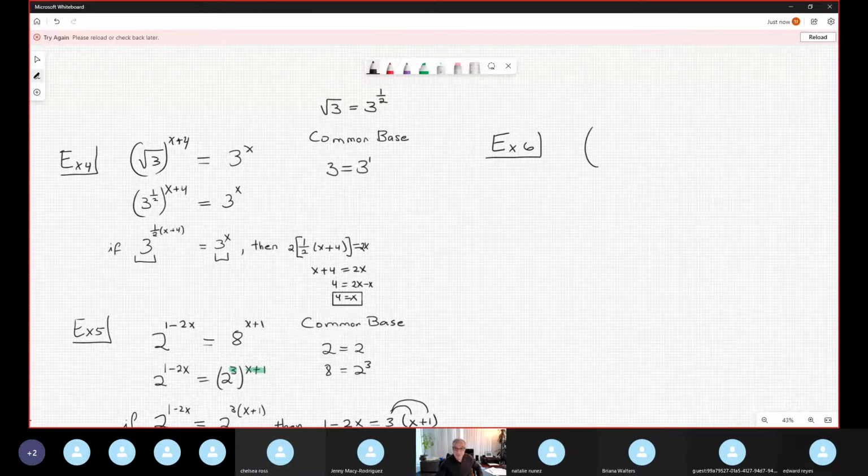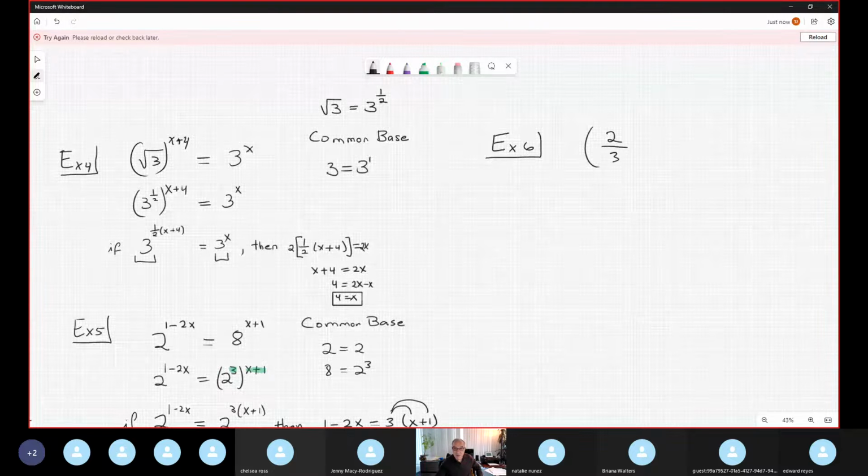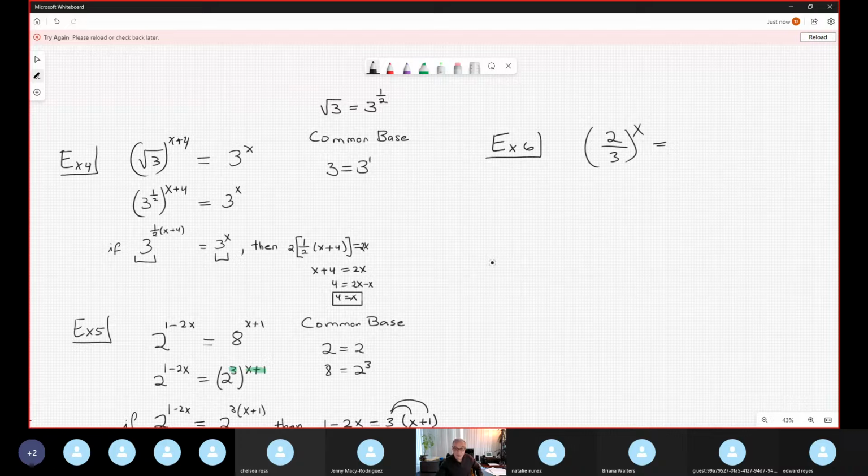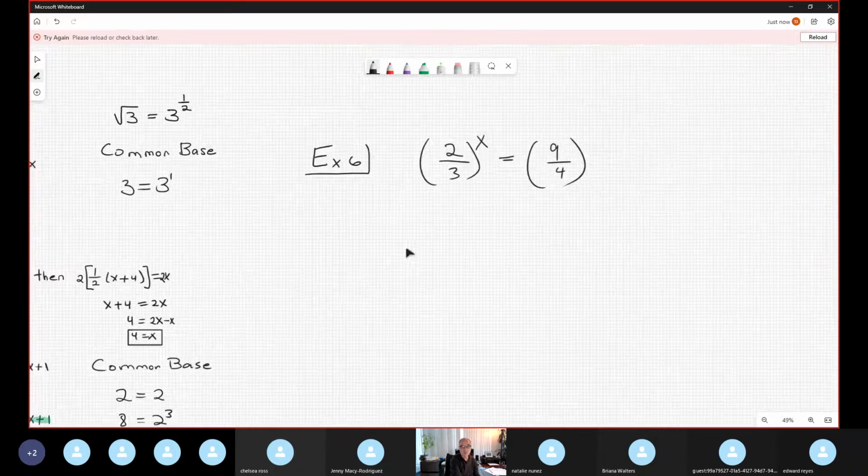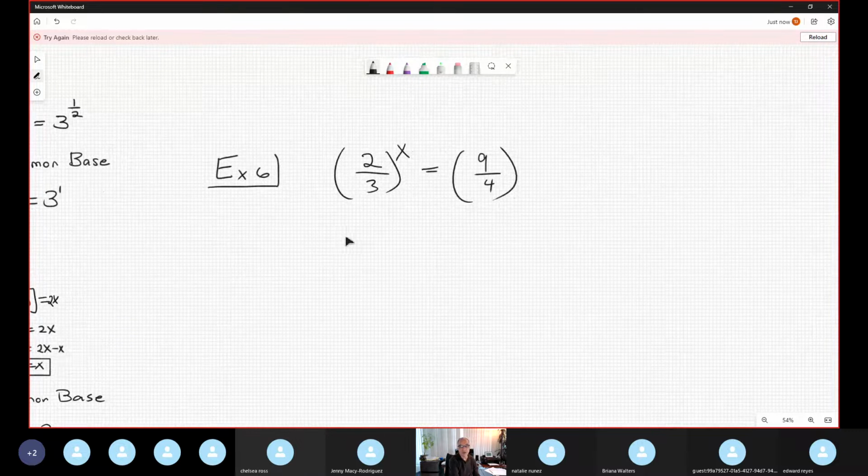Suppose this: the 2/3 fraction. I don't like fractions. Raised to the x power is equal to 9/4. Wow, what the hell? What do you think? Is there a connection, a relationship between these numbers or no?